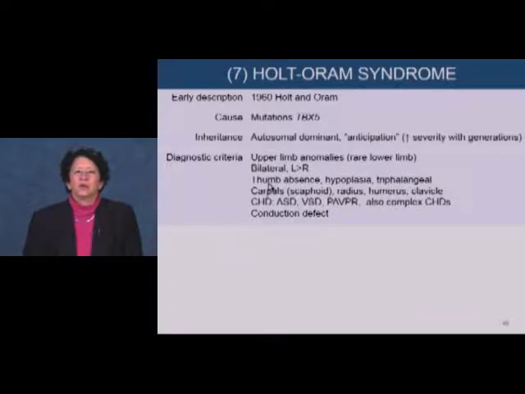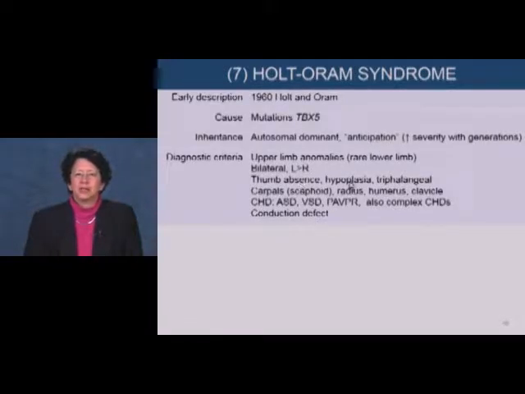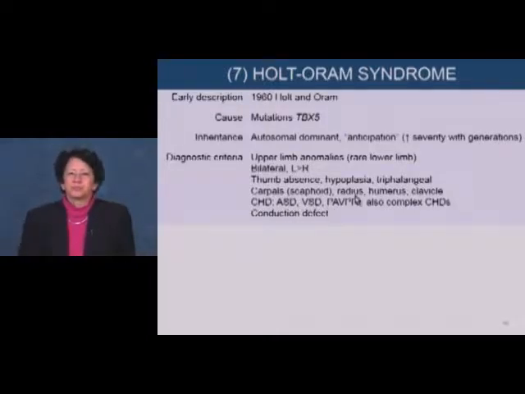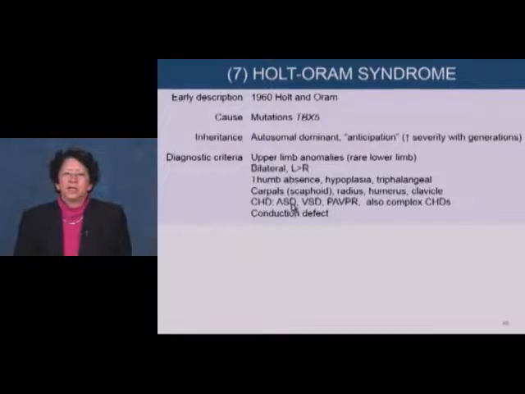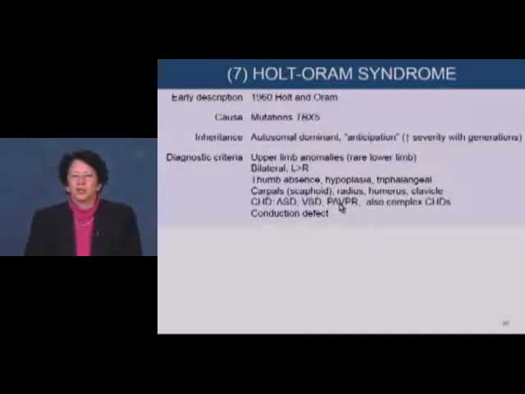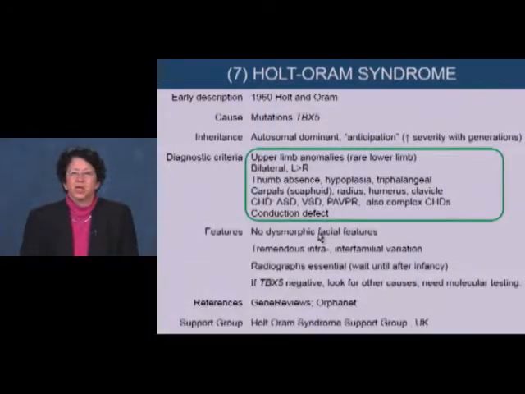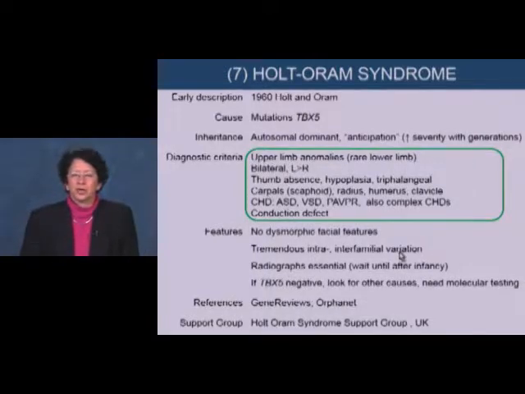It can involve thumb absence, hypoplasia, or a triphalangeal finger-like thumb. The bone that is most typically involved is the scaphoid, but also the radius, humerus, and clavicle. And the heart defects, which is part of the heart hand, it's usually an ASD, often a VSD, but can also include a partial anomalous pulmonary venous return and also complex heart defects. And we see conduction defects too. No dysmorphic facial features, tremendous intra and interfamilial variation.